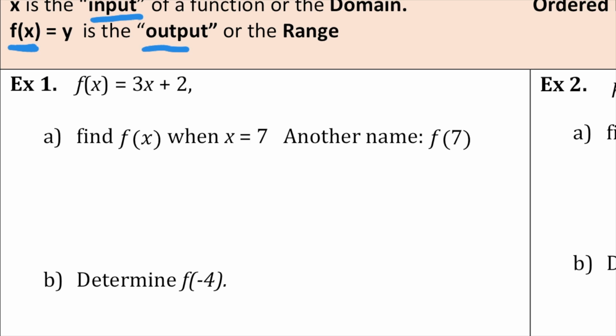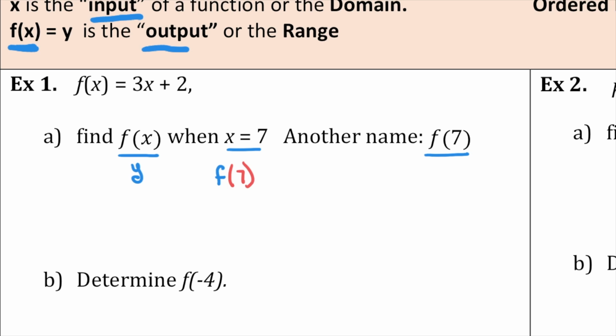For example 1, think of f of x equals 3x plus 2 as a pattern. We're to find f of x, so that's your y value, when x is equal to 7. Another name for this is f of 7. Look at your function. We have f. We're replacing the value x with the number 7.